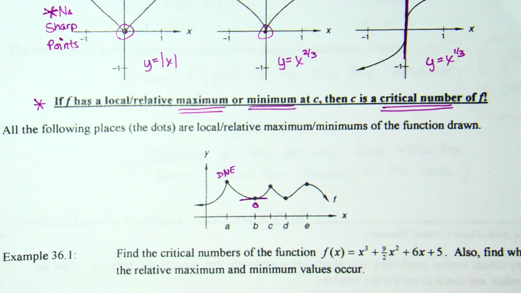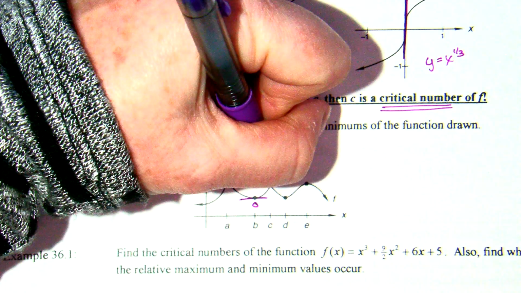At point C, what do we know about the derivative there? Does not exist because, again, it's a hard point. What about at point D?